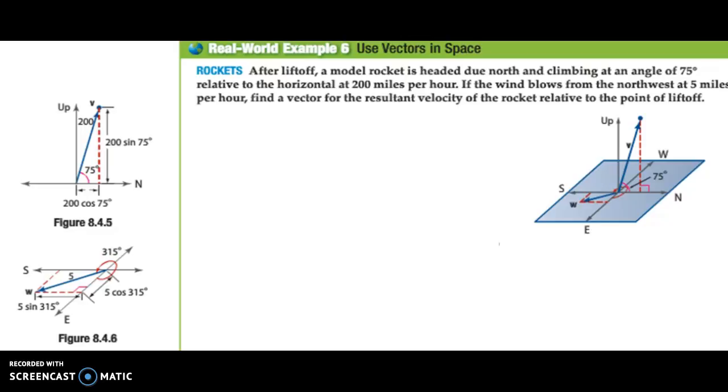So, if we're looking at our three-dimensional plane, okay, east and west runs towards us, that's the x-axis. We'll make north and south run as the y-axis, and then there's not going to be a negative, but a positive z would be our up. So our rocket starts right here at our origin, and it says that it's headed due north and climbing at an angle of 75 degrees relative to the horizon. So what we end up getting is this vector right here. You'll see that it forms a 75-degree angle. So what we need to do is we need to find its resultant vector.